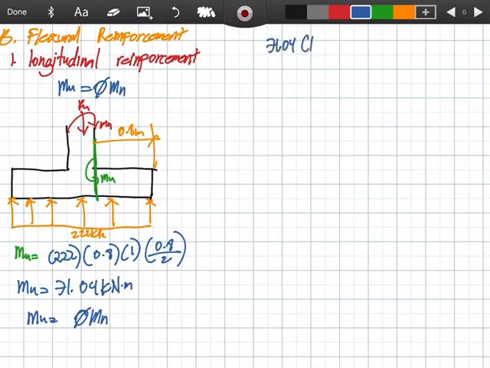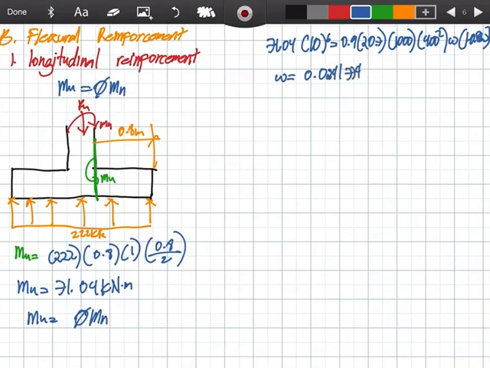71.04 times 10 raised to 6 equals phi Mn, 0.9 f'c b d squared omega (1 minus 0.59 omega), with b equal to 1000 and d equal to 400, and omega is equal to 0.024177411. Rho is equal to omega f'c over fy. Substitute, rho is equal to 0.001206.